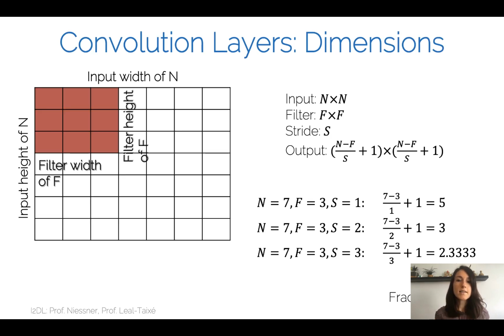We then discussed dimensions in convolutional layers, what dimensions are allowed, what dimensions are not allowed. We introduced the concept of stride. Therefore, how often do we slide our filter in our image? How many pixels do we skip from one position to the next? And how to compute the output based on the input size, the filter size, and the stride.